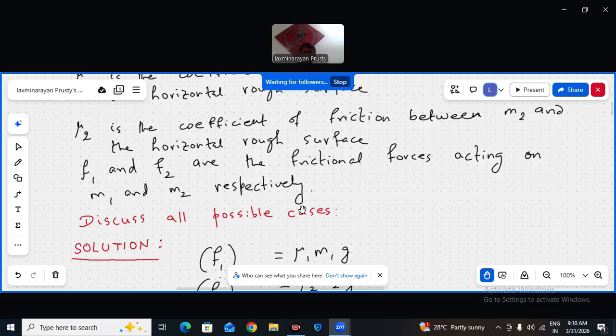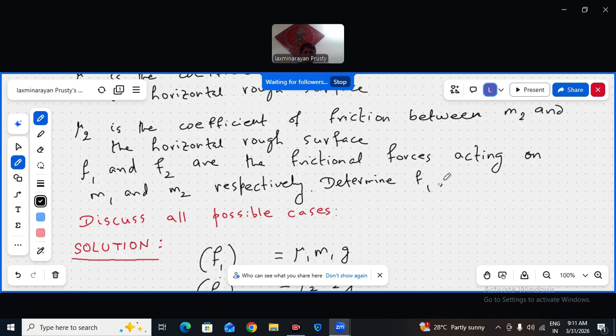So the question is: determine f1, f2, acceleration and tension in this string. Discuss all possible cases. This is the question. f1, f2, acceleration, tension in this string.